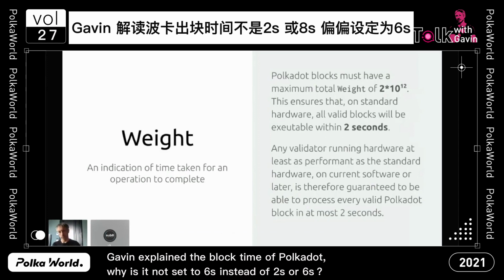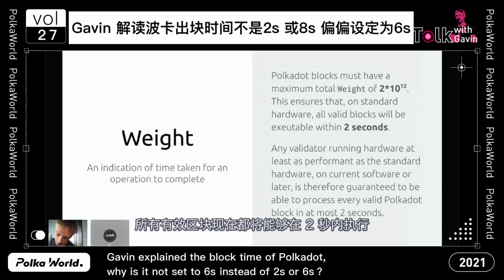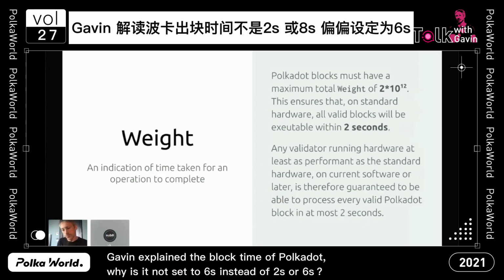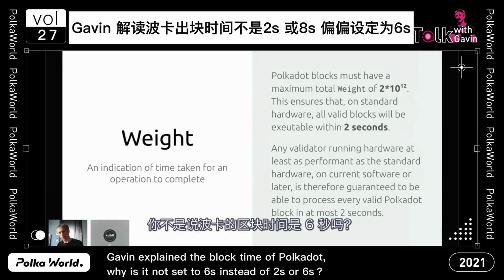So Polkadot blocks, to talk about Polkadot for a second, will have a maximum total weight of 2 times 10 to the 12 picoseconds, or 2 seconds worth of weight, which means, roughly speaking, on standard hardware, all valid blocks will be able to be executed within a 2-second time period. Now, you say, well, hold on, Polkadot's going to have what, 6-second block time? So why only 2 seconds?